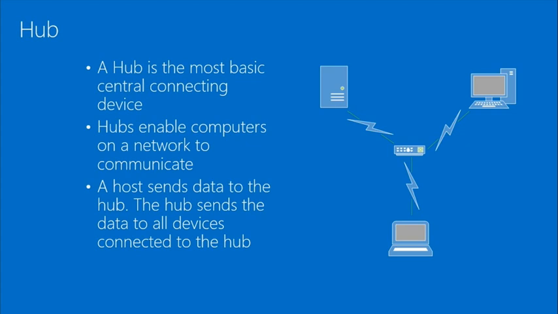Now the hub doesn't pick what device it sends it to. It just broadcasts that information to all the other devices on the network. And if any of those devices don't need that information, they just ignore it. They still get it, they still hear it, they just pay no attention to it.